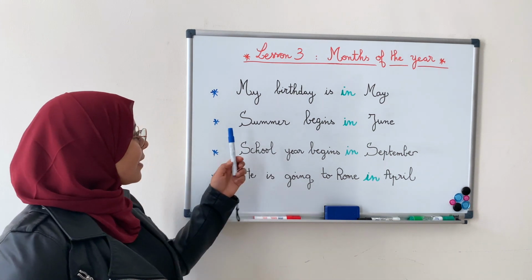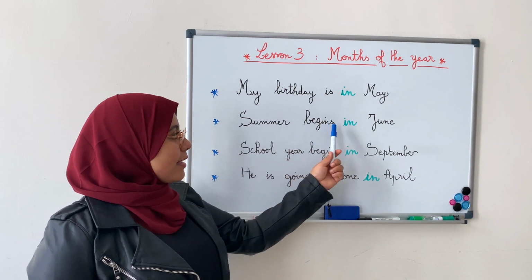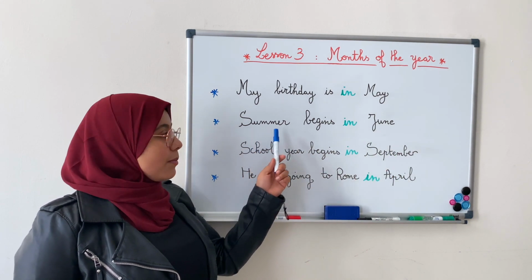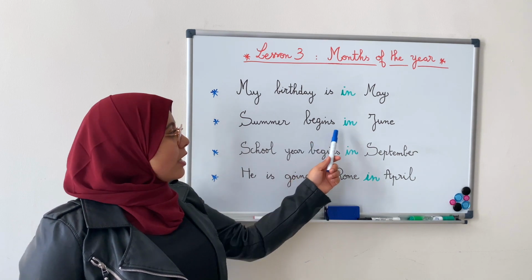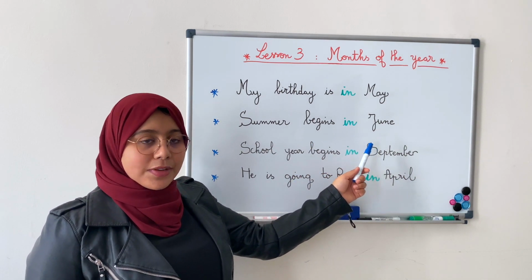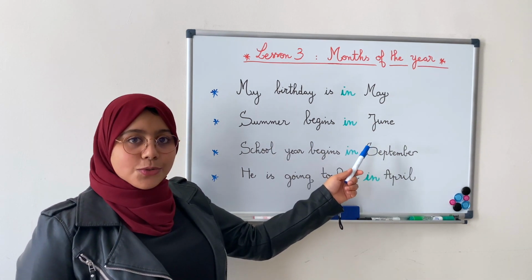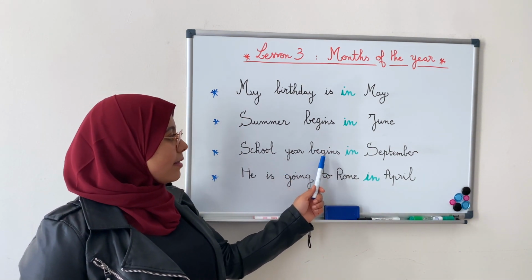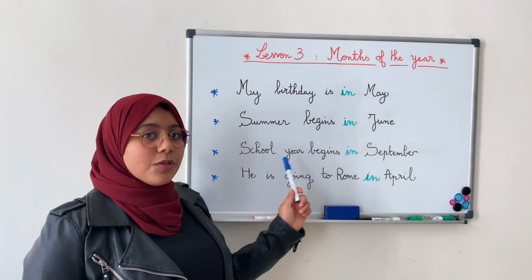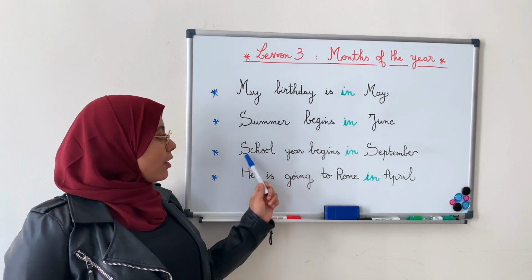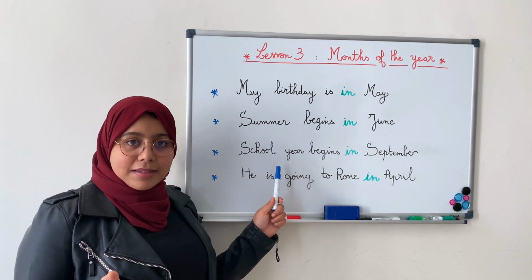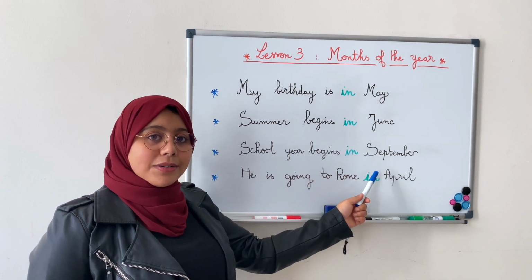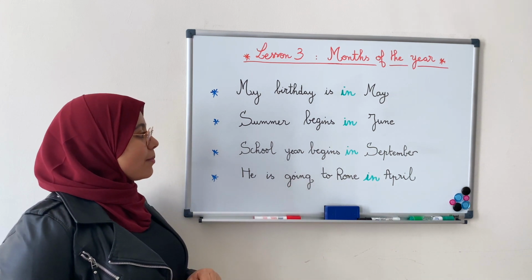Next one. Summer begins in June. Summer is the season of summer. Begins, in June. The next one. School year begins in September. School year means the academic year. School year begins in September.